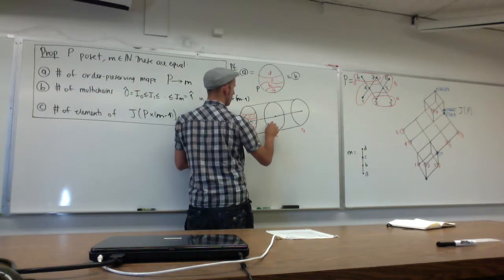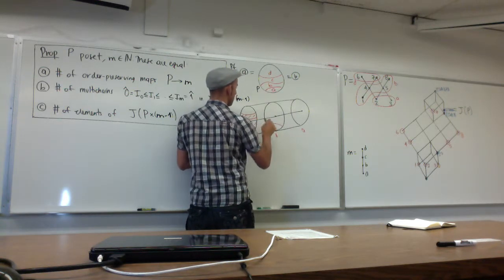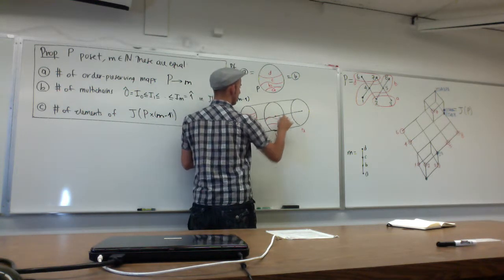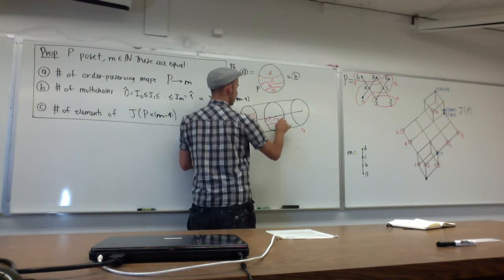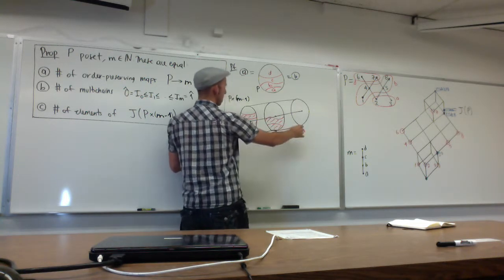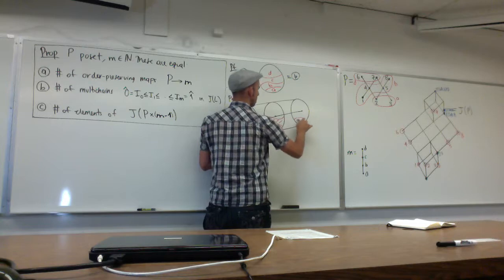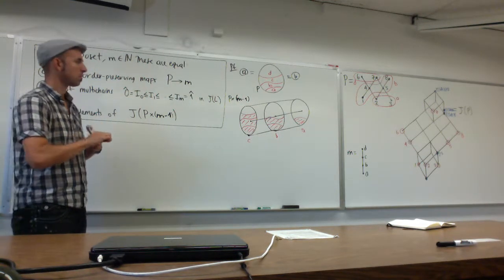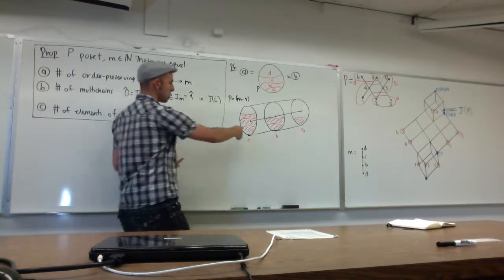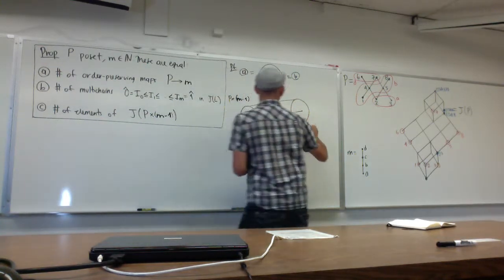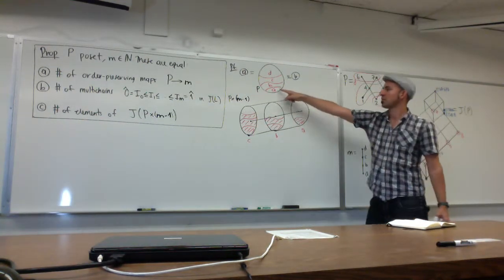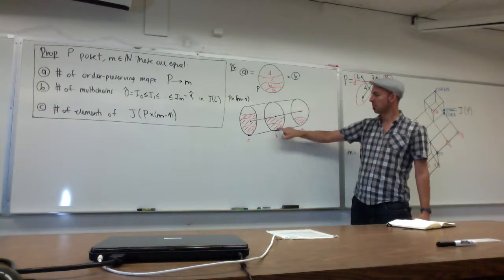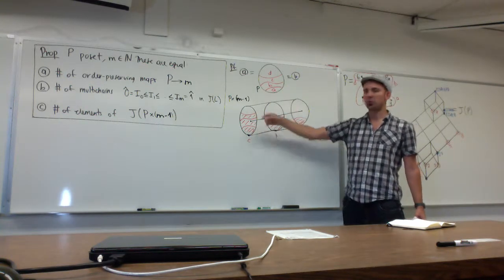Here I'm going to take the union of the things that map to A and the things that map to B. And here I'm going to take the things that map to A. Okay. So in the first copy of the poset, I look at the elements of P that map to A, in the second one, the ones that map to A and B, and the third, the ones that map to A, B, and C.